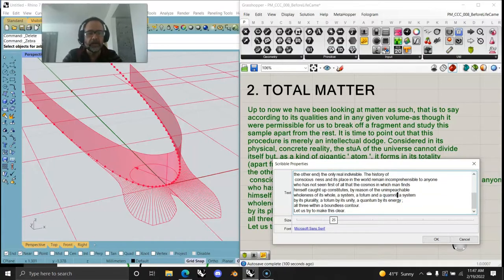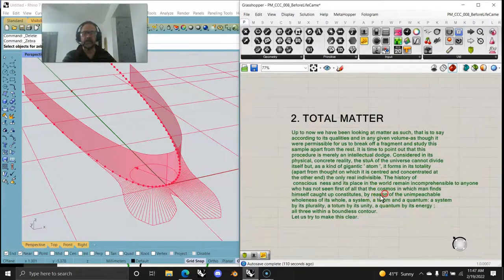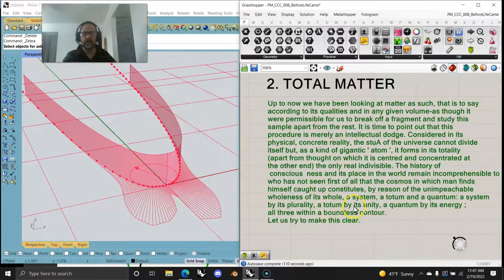We'll get to understand these things in a very visual way, and things that always confused me in school. I think it'll be kind of nice to take a look through here and deal with the totem by its unity, the system by its plurality, and its quantum by its energy. All three of these in a boundless contour.